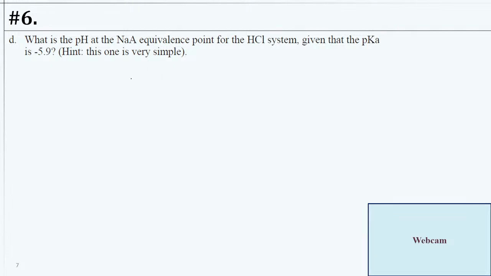I gave you the hint to kind of remind you, hopefully to help you say this one's very simple. The NaA equivalence point is essentially what happens if we simply add only the NaA version. And in this case, it's NaCl. You've seen that a lot. We talked about it. That's adding table salt, right? And we know that that's not supposed to change the pH any. So the pH of the NaCl, the NaA equivalence point, should be 7.